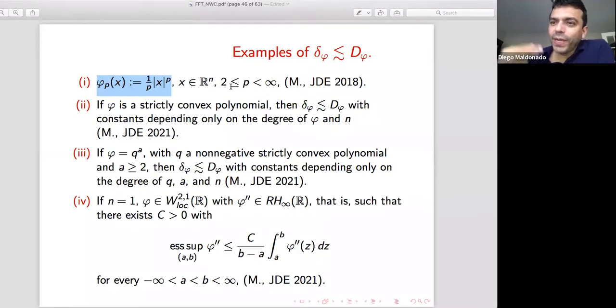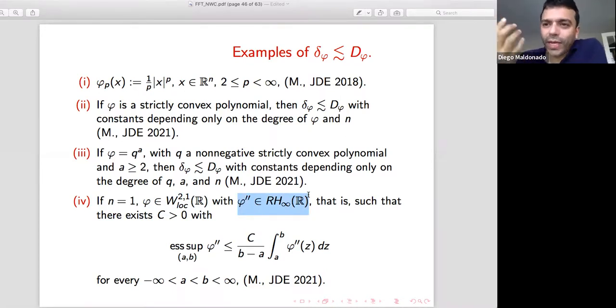But then when p is bigger than 2, things still work. So if p is a strictly convex polynomial, it works. If it's a polynomial to some power a, and then there is this property. Suppose that in dimension 1 you have a convex function, and then the second derivative is going to be non-negative, just calc 1.